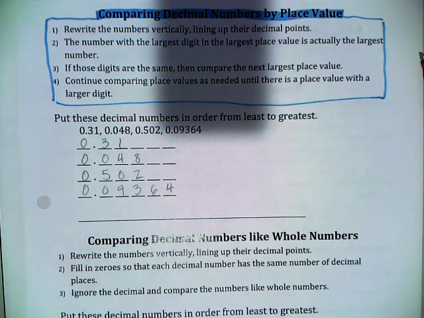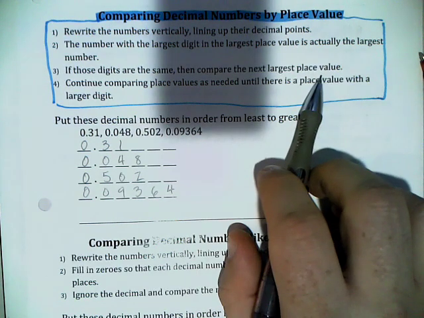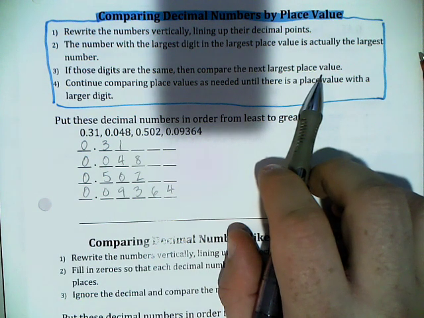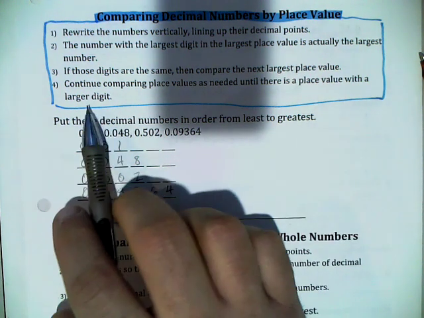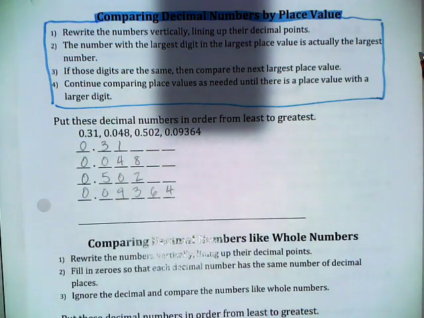All right, so step 2, the number with the largest digit in the largest place value is actually the largest number. If those digits are the same, then compare the next largest place value. So if it's a tie, move on to the next place. Continue comparing values as needed until there is a place value with a larger digit. Now, if you never come to a larger digit, then obviously those two numbers are the same.